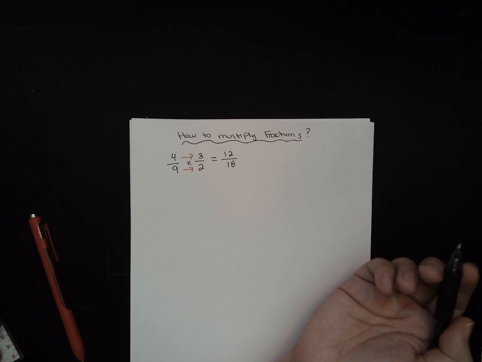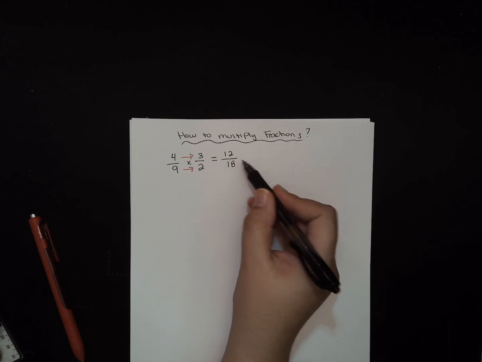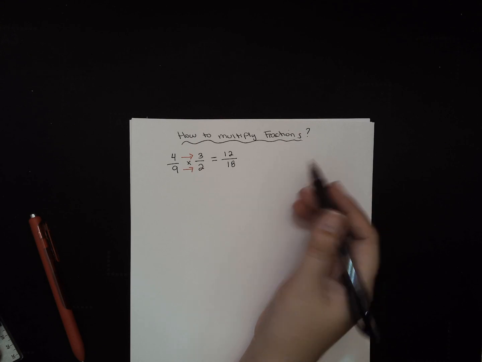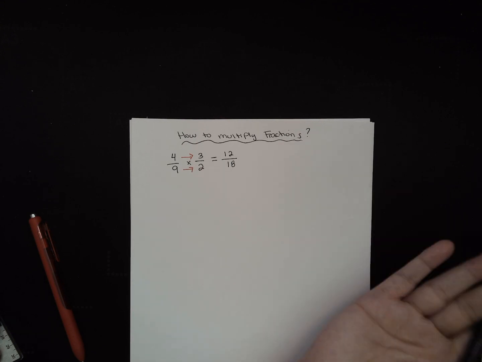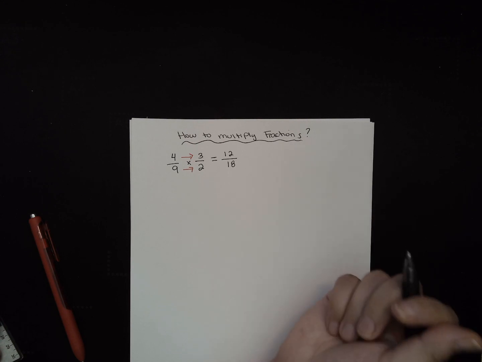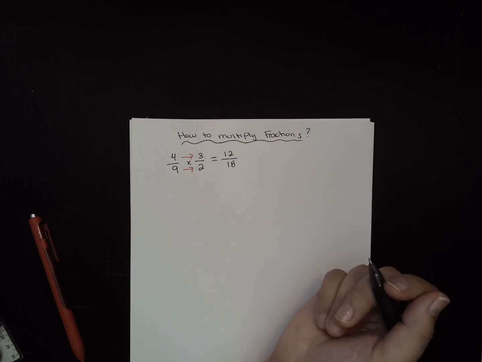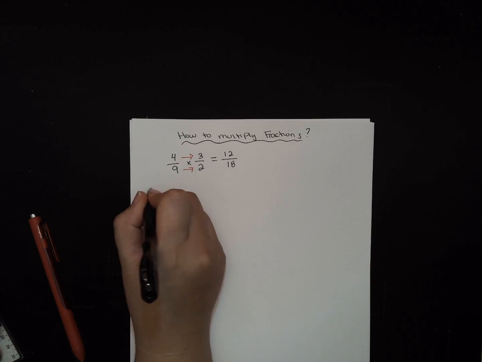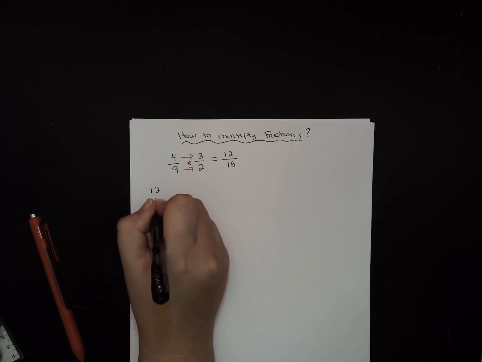Can we simplify? That means, are there any factors here that we could use to turn this into simplest form? Okay, let's go ahead and find out. We actually need to find the greatest common factor. Now, how do we do that? We are going to have 12 and 18. I'm going to put 12 here and 18 here.